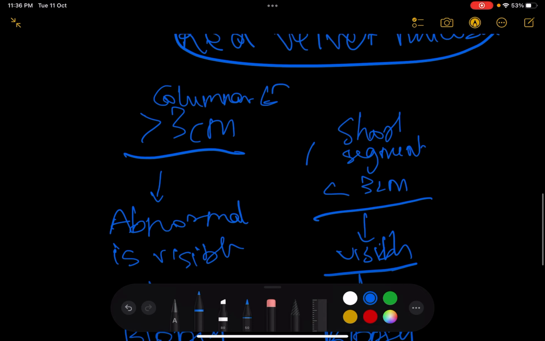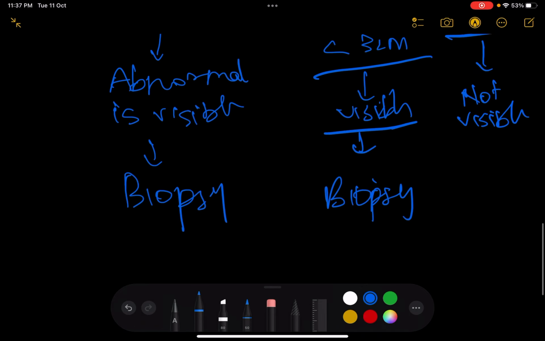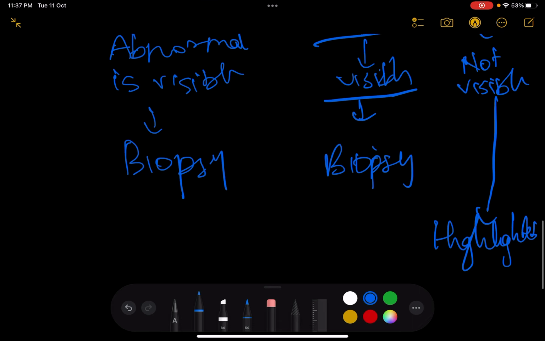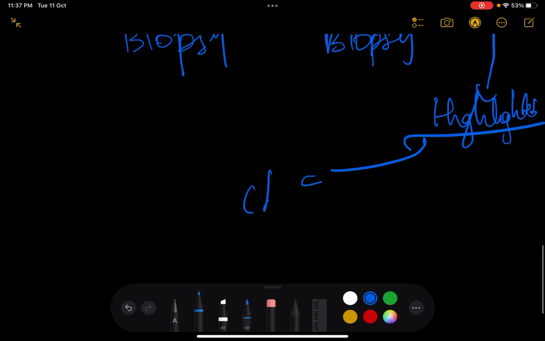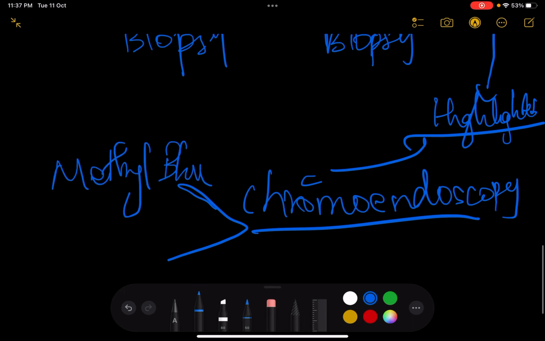But let's say there is another condition where there's a microscopic Barrett esophagus. How do you see it? It's not visible, so the mucosa has to be highlighted. It's highlighted by chromoendoscopy, which is basically putting a color or dye to figure out the epithelium. There are two dyes that are used: one is methylene blue and the other is Lugol iodine.